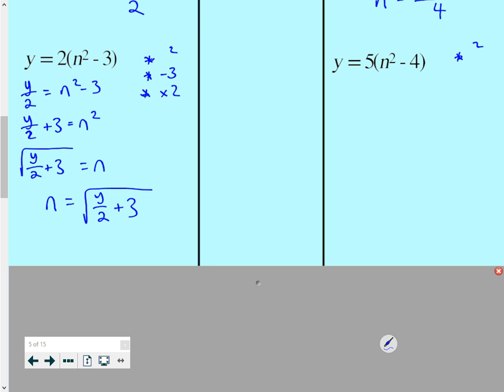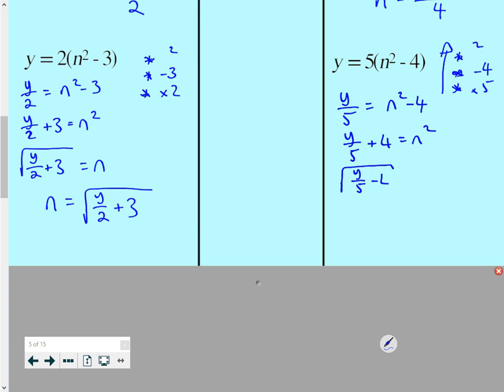So first of all, you would square it, then you would take away 4, then you would times by 5. So let's go backwards through it. You would divide by 5 first, that will give me n squared minus 4. You would then add 4 to both sides, and then you would square root everything that's on the left-hand side. So n equals the square root of y over 5 plus 4.